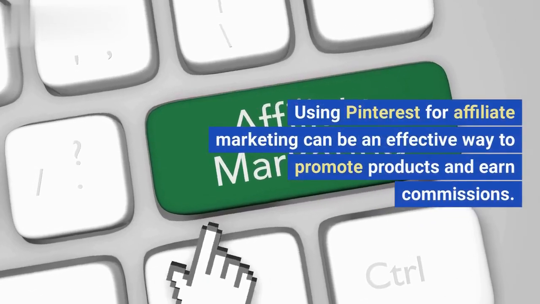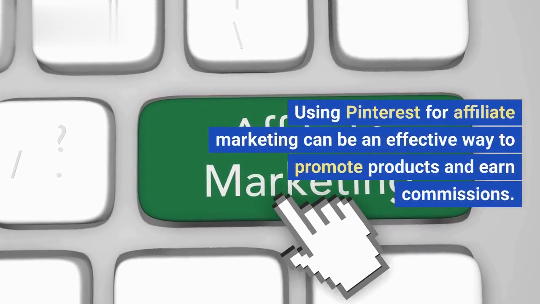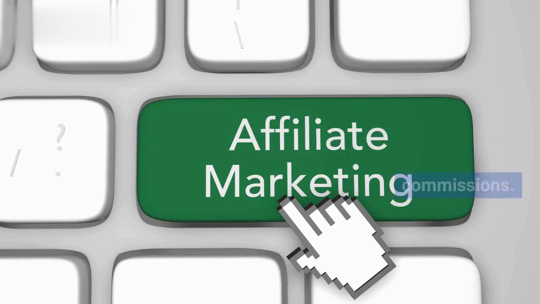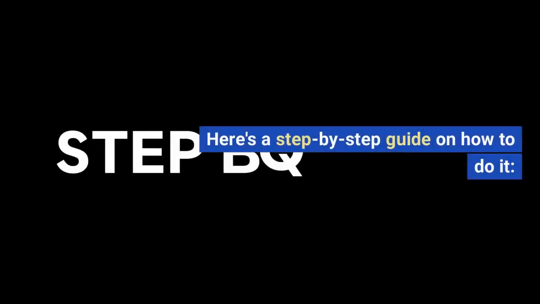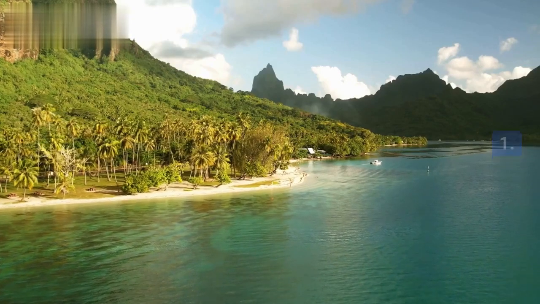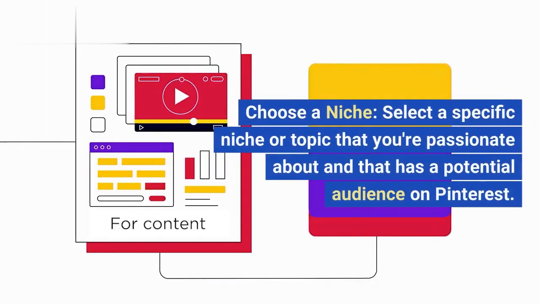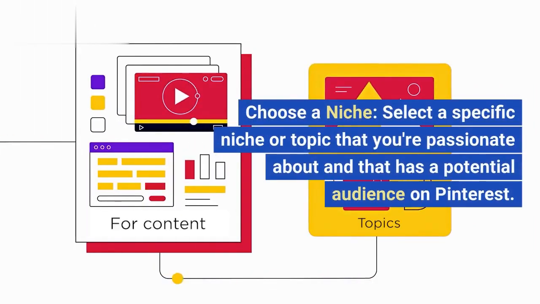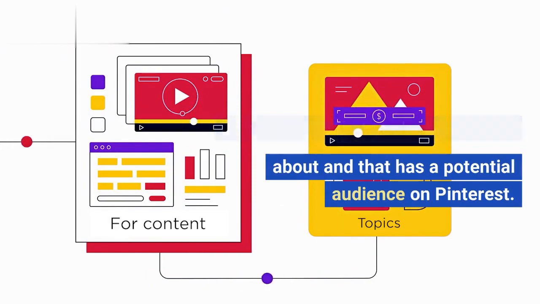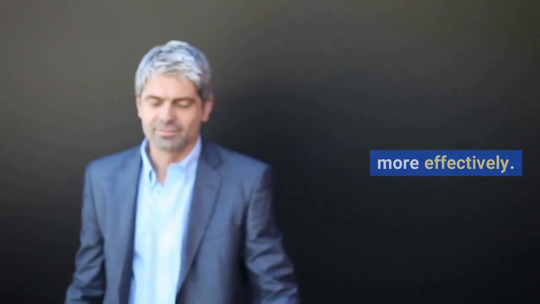Using Pinterest for affiliate marketing can be an effective way to promote products and earn commissions. Here's a step-by-step guide on how to do it. 1. Choose a niche. Select a specific niche or topic that you're passionate about and that has a potential audience on Pinterest. This will help you target your efforts more effectively.